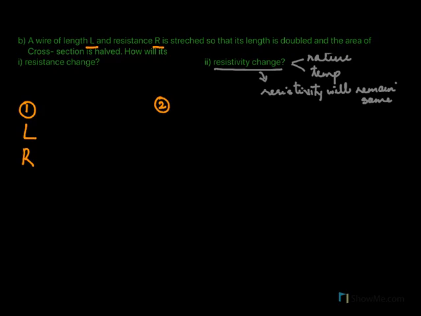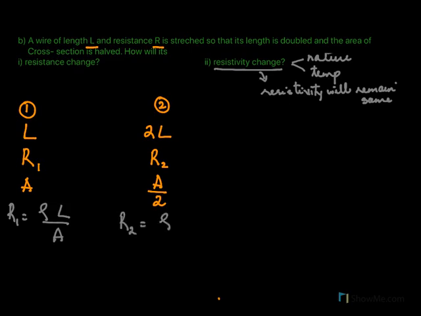Now in case 2 the length is double, so it became 2L. The resistance changes, we'll put R2. Area of cross section is halved. So if this was A, now the area of cross section will become A by 2. This resistance formula is rho L by A. Here resistance R2 will be rho, now the L is 2L and the A is A by 2.